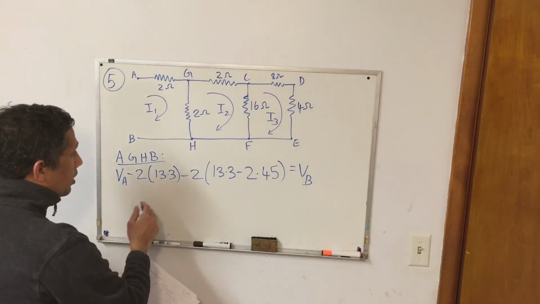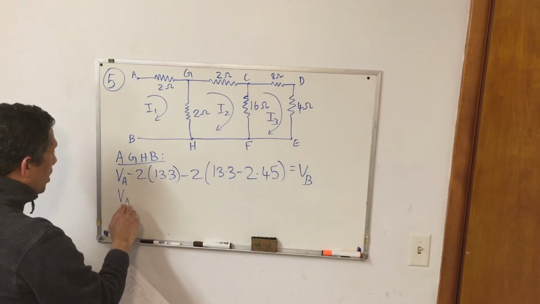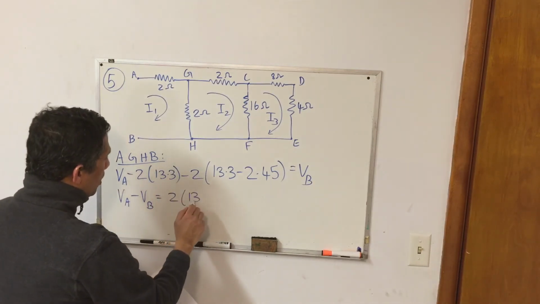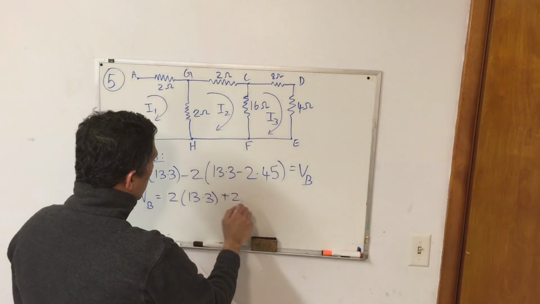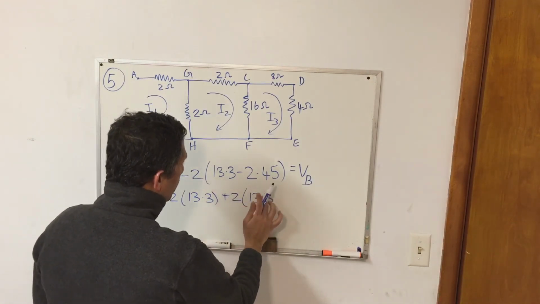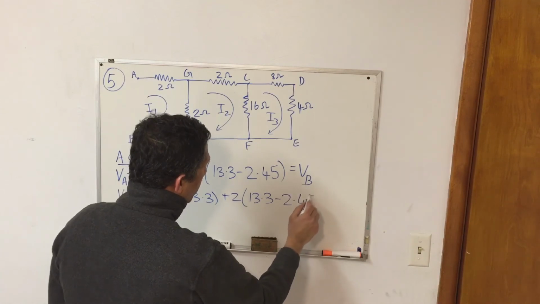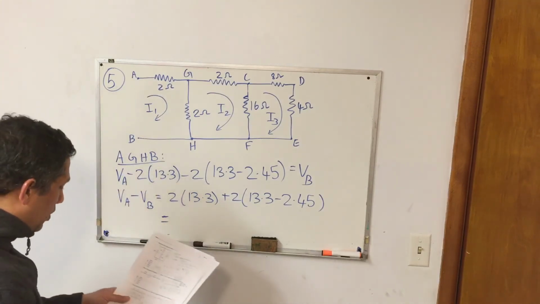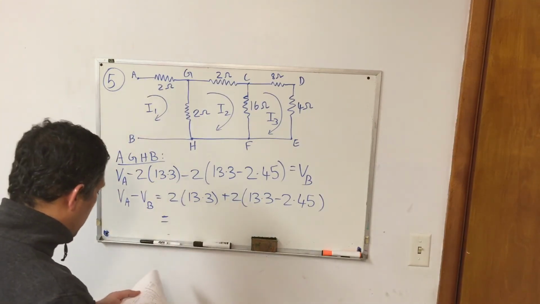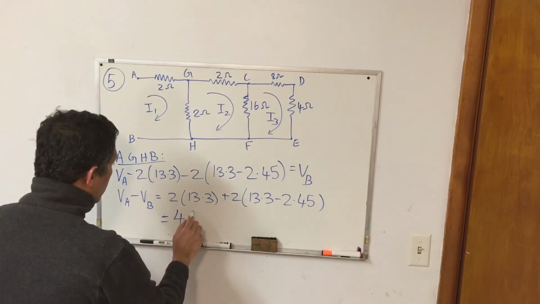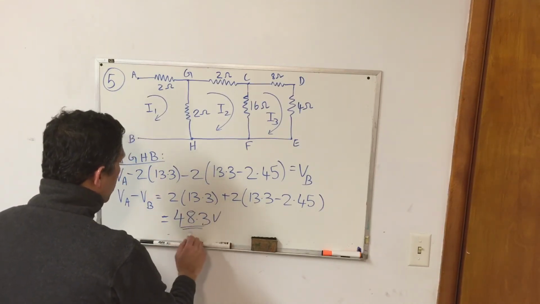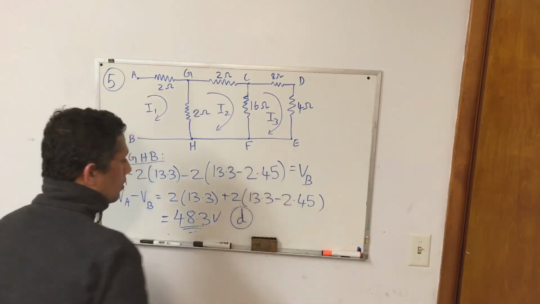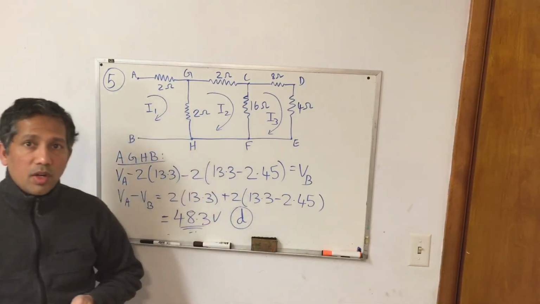So if you do the algebra, you can just rearrange this equation to write down my VA minus VB being equal to 2 times 13.3 volts plus 2 times (13.3 volts minus 2.45 volts), right? Again, I'm suppressing the units just for the sake of clarity. So if you do that, you will find that this is going to be equal to approximately 48 or 48.3 volts, right? So which means that your correct answer choice is D, right? So that solves all the 5 problems that I handed out.